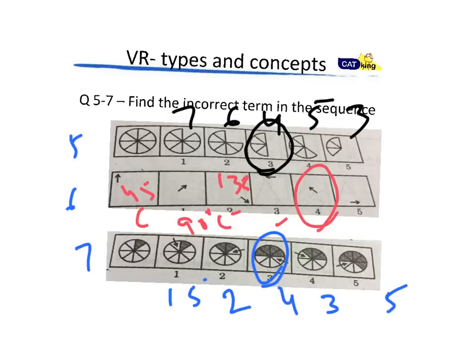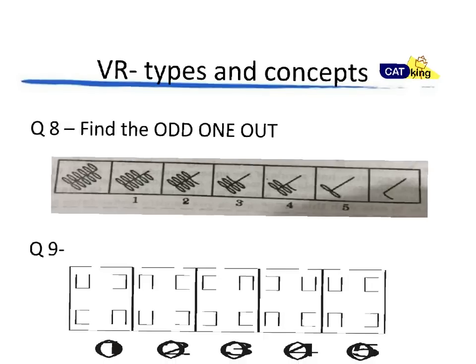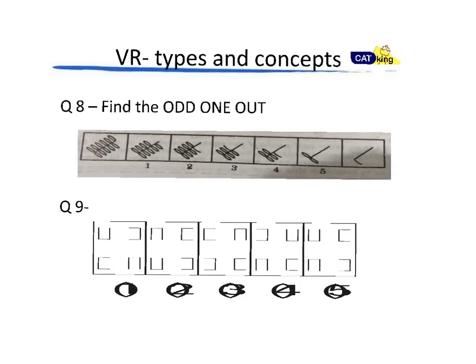You get a fair idea about finding the incorrect term in the sequence, which is primarily observed based on the numbers we get and on rotation. The next type is finding the odd one out in a particular set of equation. You have a base figure as well as a final figure at the same time. This is your base figure, this is your final figure.